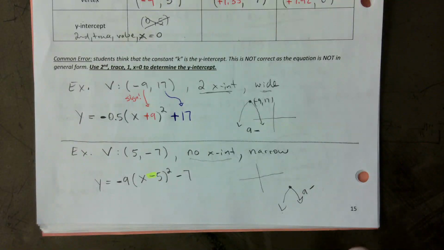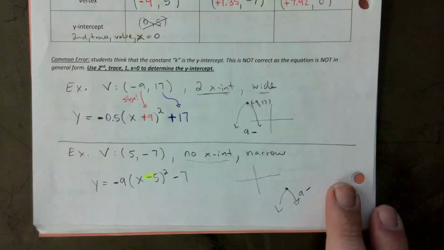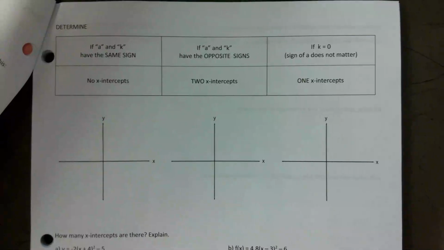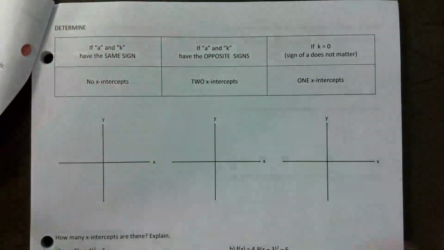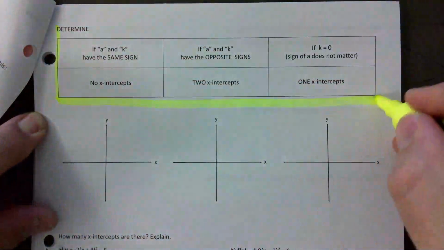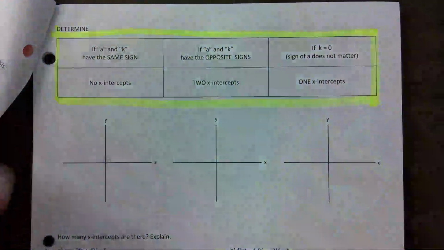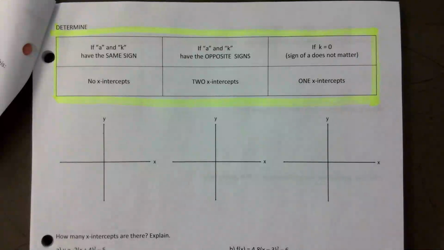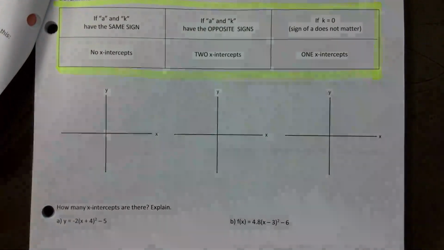So let's go to 16. If I asked you, so we're gonna skip. I summarize what I just said here. If you want another way of going at it, this summarizes how to know how many x-intercepts a quadratic will have if it's in vertex form. Okay, but let's look at these down here.